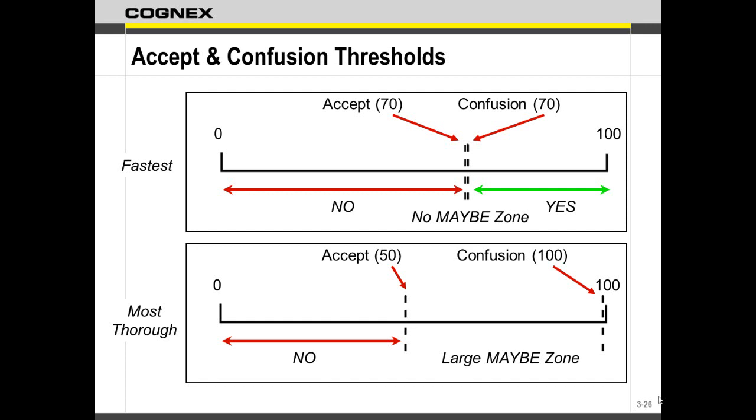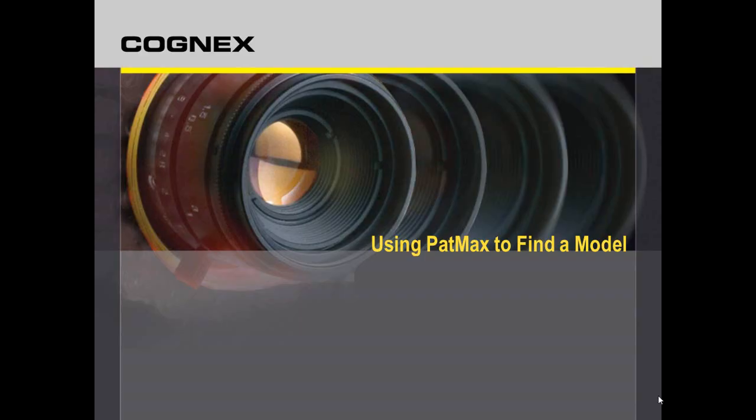If you want it to be the most thorough, you tie confusion to 100. That way, you're always forcing it into phase 2 to take a closer look at it, and thus more thorough. Takes more time, but it makes it more thorough. So I'm going to skip over PatMax right now.